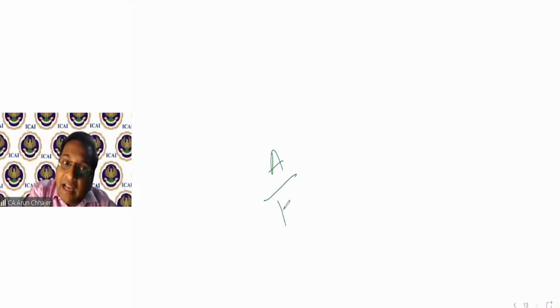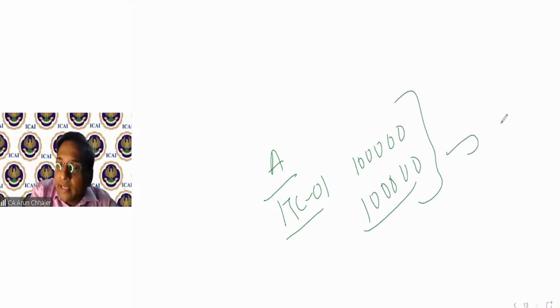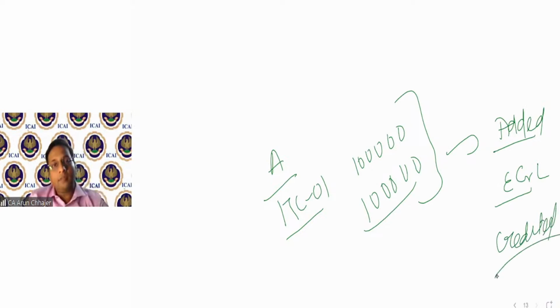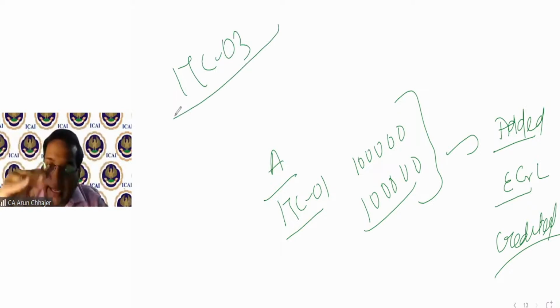Suppose A files the ITC 01, say for rupees 1 lakh CGST and 1 lakh SGST. Then this amount would be added in the electronic credit ledger, meaning it will be credited in the credit ledger. In GSTR 3B, when you add the amount, it is credited in the electronic credit ledger. Same concept when you file the form ITC 01 and ITC 02: the amount of ITC will be added in the credit ledger. It is debited when you use it for payment of taxes, or when you reverse the ITC through ITC 03, the input tax will be reduced and the credit ledger will be reduced.